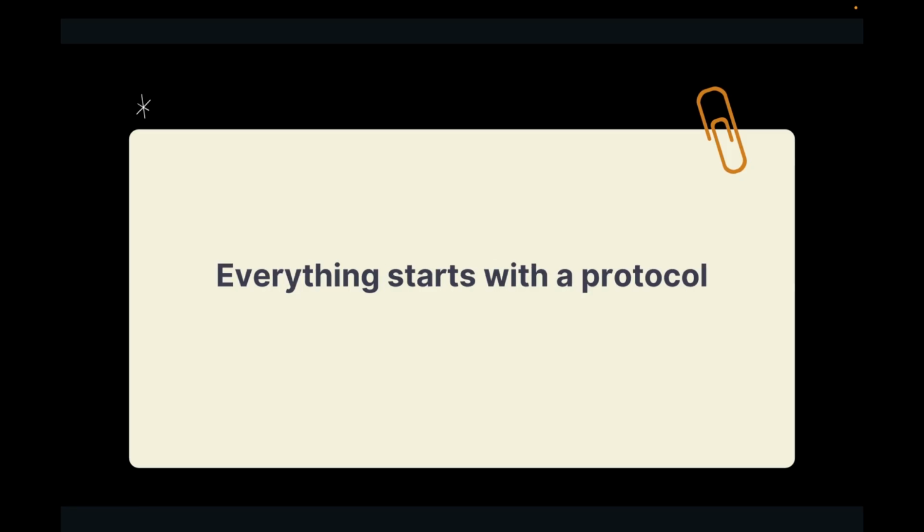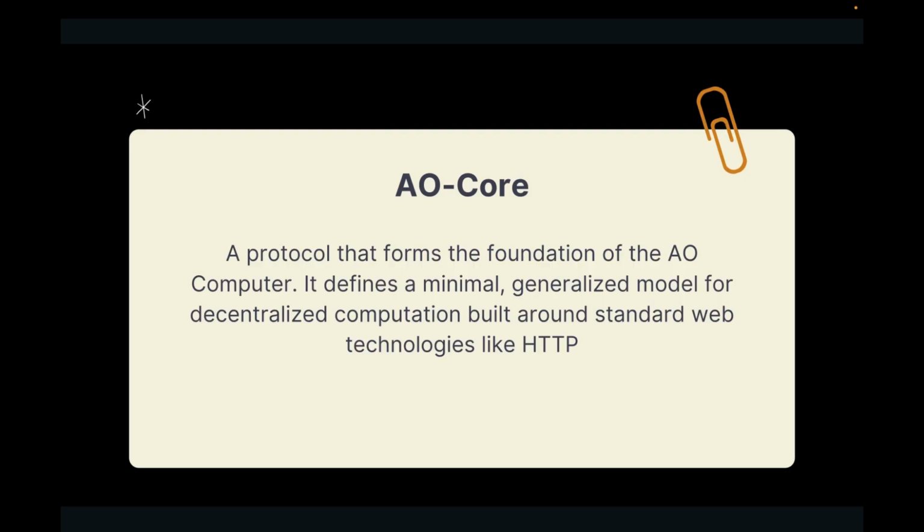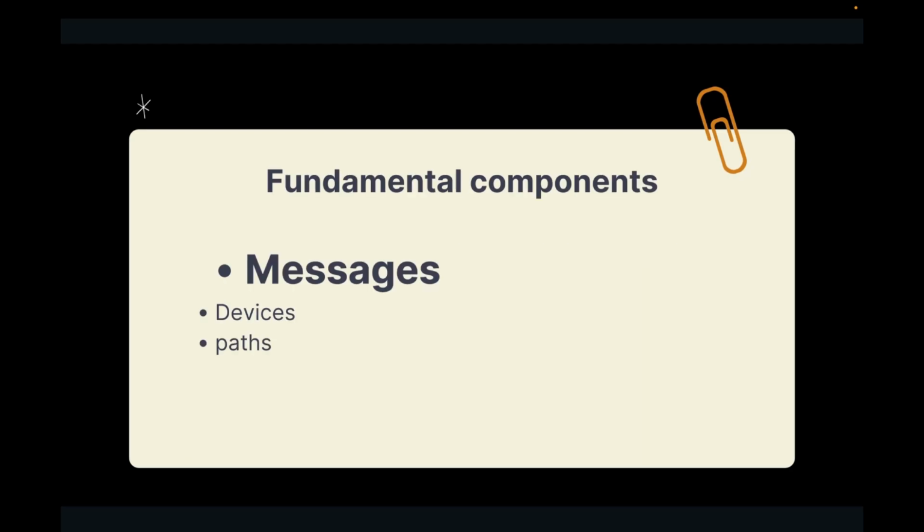Everything starts with a protocol. To make it simple, a protocol is a set of rules to attain a certain outcome. And in our case with the AO computer, we have AO Core. AO Core is a protocol that defines a generalized model for decentralized computation, and it utilizes some existing standards like HTTP, which are very powerful protocols that power the internet today. AO Core itself relies on three fundamental components, starting with messages.